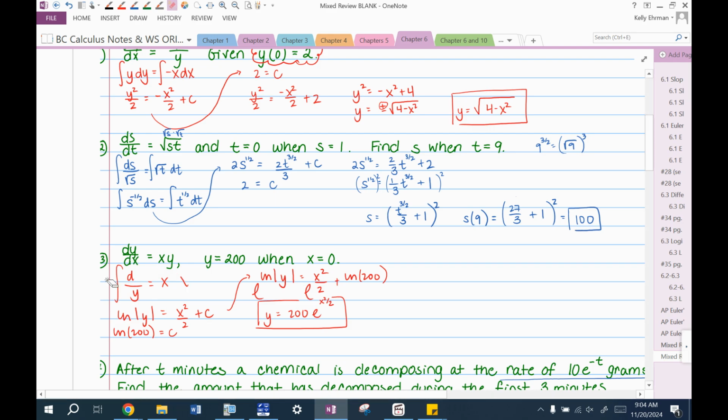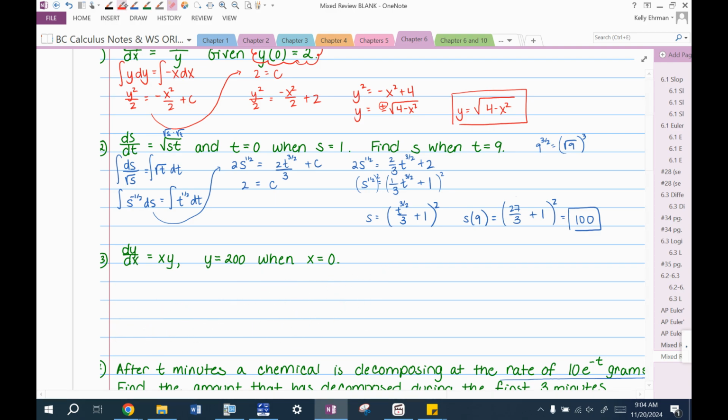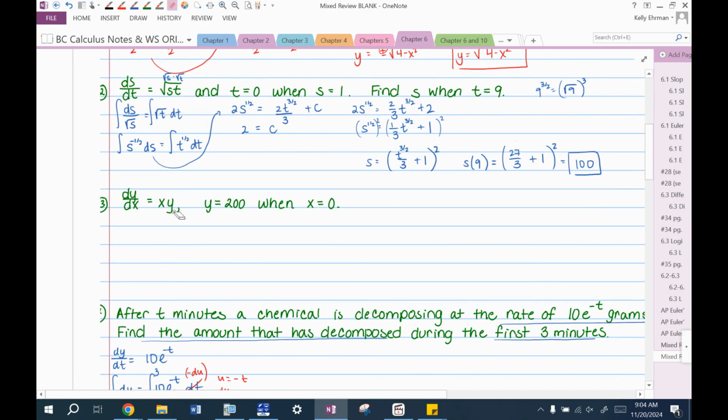All right, for the next one, it's out of here. There we go. Okay, so for number 3, we need to separate first. So I'm going to divide y over to the dy side, and then multiply dx over to the x side. And now we can integrate.